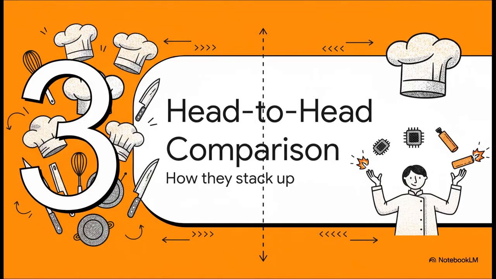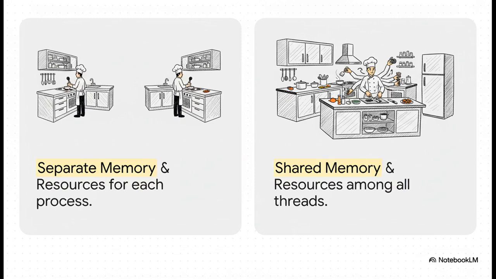Okay, so we've got our two strategies. Hire more chefs and give them their own kitchens, or train one chef to be an expert juggler. Let's really put them side by side now and see how they actually stack up against each other. And this, right here, is the absolute most critical difference. It all comes down to memory. With multiprocessing, each process, each chef, gets its own private kitchen. No sharing allowed.